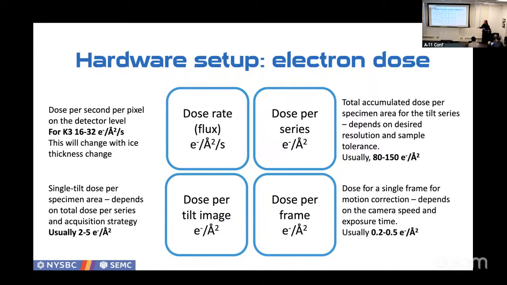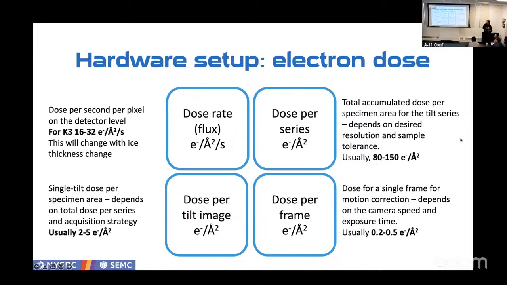A lot of things also go into this about dose. So I was mentioning dose on the camera. There are 4 doses we talk about. Dose rate, which is the amount of electrons your gun essentially spits towards the camera. And there's dose per tilt series, which is the total electron dose accumulated as radiation damage on your tilt series. Then dose per tilt image, so that's the individual tilt, and of course dose per frame.